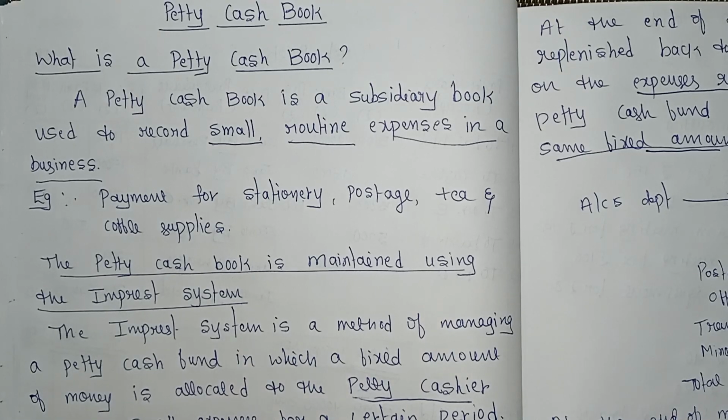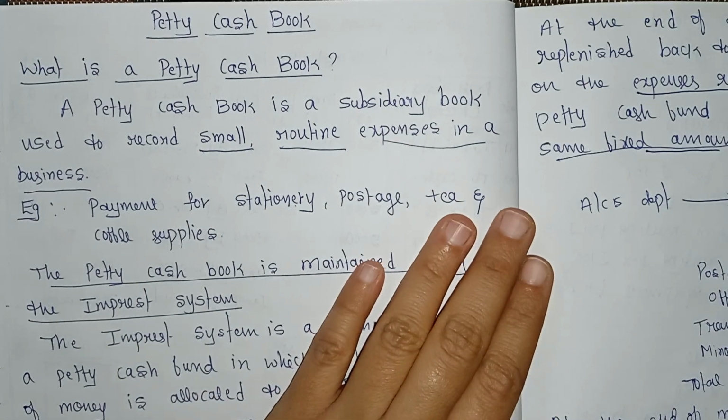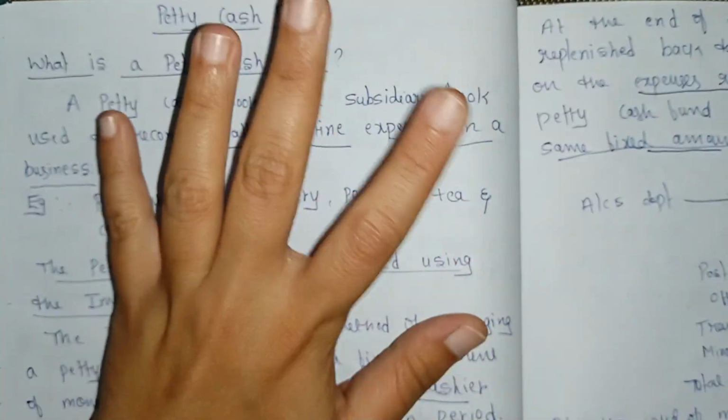Hello everyone. In the previous classes, I explained the subsidiary book, which is the cash book. It includes single, double, and triple column cash book. So, in this class, I am going to teach you about petty cash book. So, what is a petty cash book?